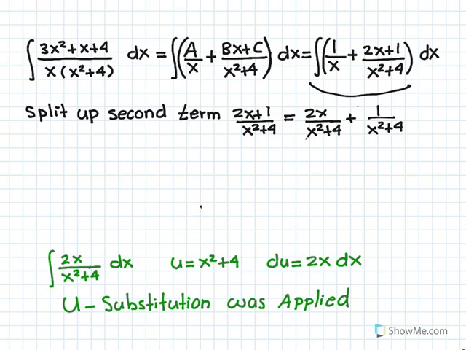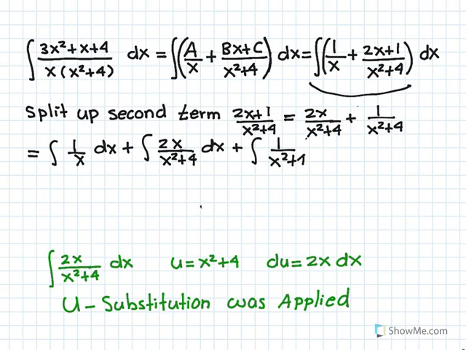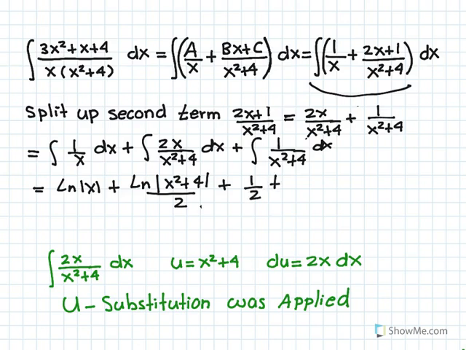Alright, so looking at the integration, what we have is the integral of 1 over x dx plus, and the second term was split up into two separate terms, and splitting up the integrals further, we get the integral of 2x divided by x squared plus 4 dx plus the integral of 1 over x squared plus 4 dx. Integrating the first integral, we get log of the absolute value of x. The second integral can easily be done by substitution method, and we get log of x squared plus 4 divided by 2. And the last integral can be done by using the identity, or I should say the integral we had earlier. This is going to be 1 over 2 tan minus 1 of x over 2, the formula that we talked about earlier.